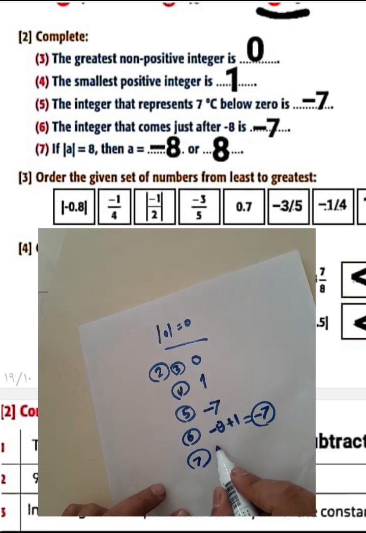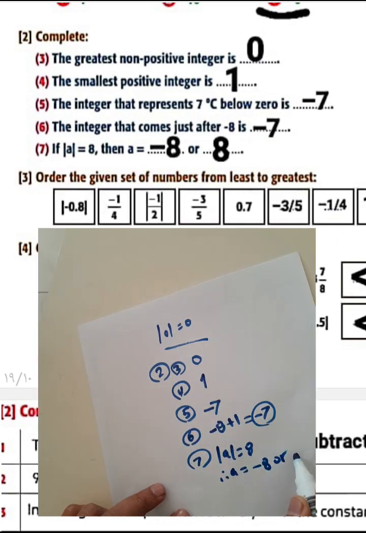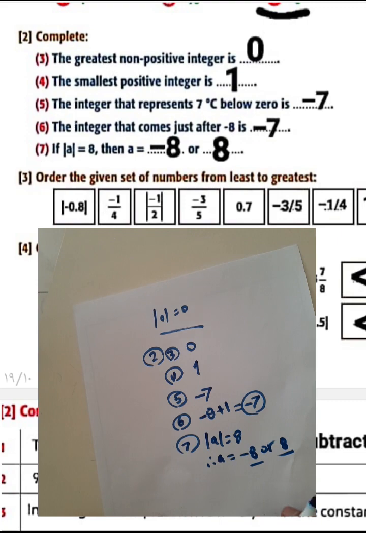Question 7. The absolute value of a equals 8, then a will be negative 8 or 8. We have two solutions for this example.